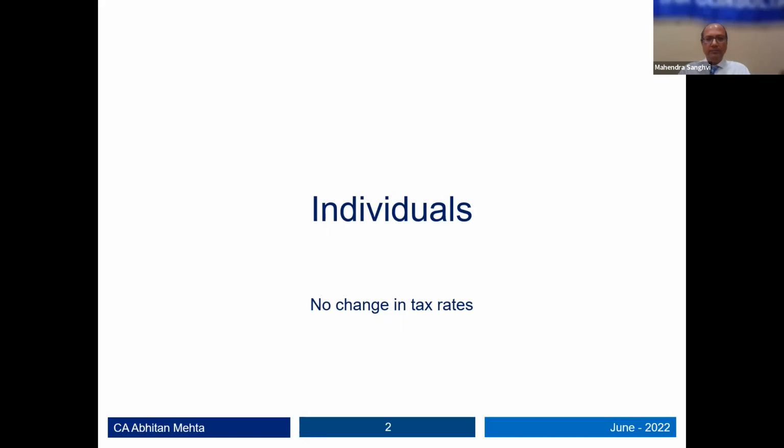So for individuals, the primary thing: no change in tax rates, no change in surcharge and cess. So that continues as it was. The highest one still goes to 42%. For listed shares, you have 11.96%, which is the highest. The slabs continue to be the same, the exemptions continue to be the same. So broadly, there is no change.